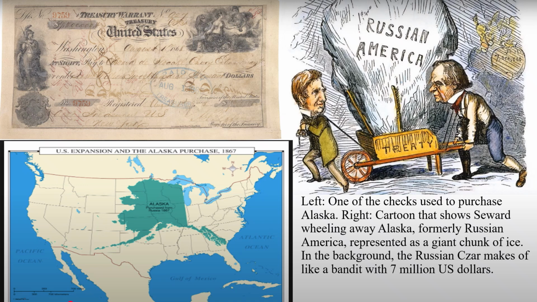There's a cartoon that shows the Russian Tsar making off with $7 million. And this is actually the size of Alaska compared to the continental United States. It always looks a lot bigger because you're looking at 2D maps versus at the globe, which make the far northern hemisphere look a lot larger than it actually is.